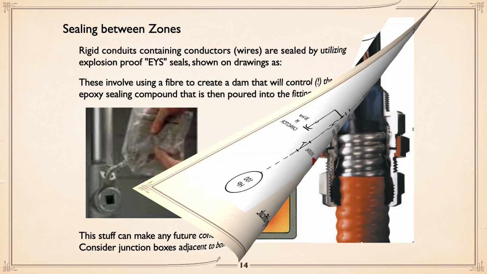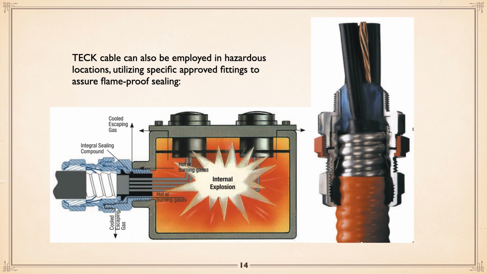Okay? But conduit is not the only way of doing it. You actually can get seals specifically designed for tech cable that works exactly the same concept, except, you see in this drawing, mechanically, they actually have an integral sealing compound. And again, the concept of gases escaping along the threads and being cooled off, so that if there's an explosion within that junction box, it will not travel and ignite the whole room. Okay?